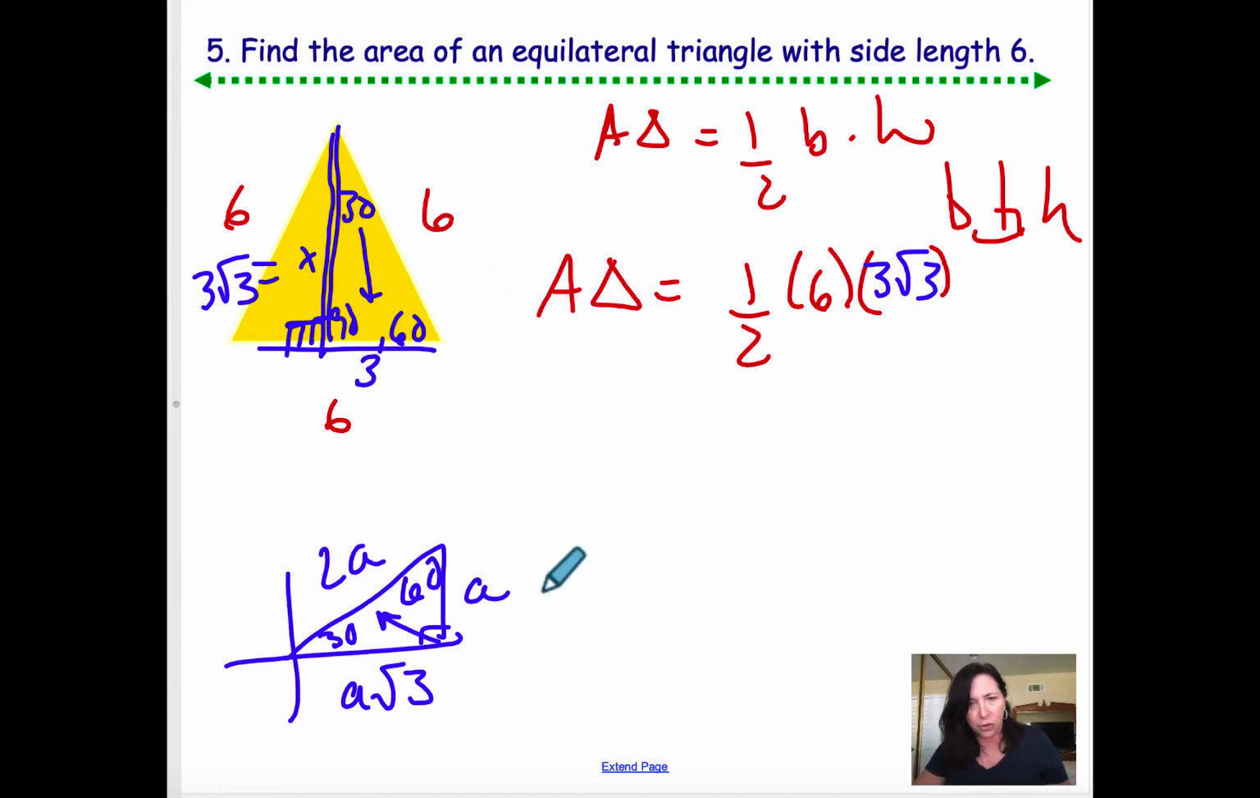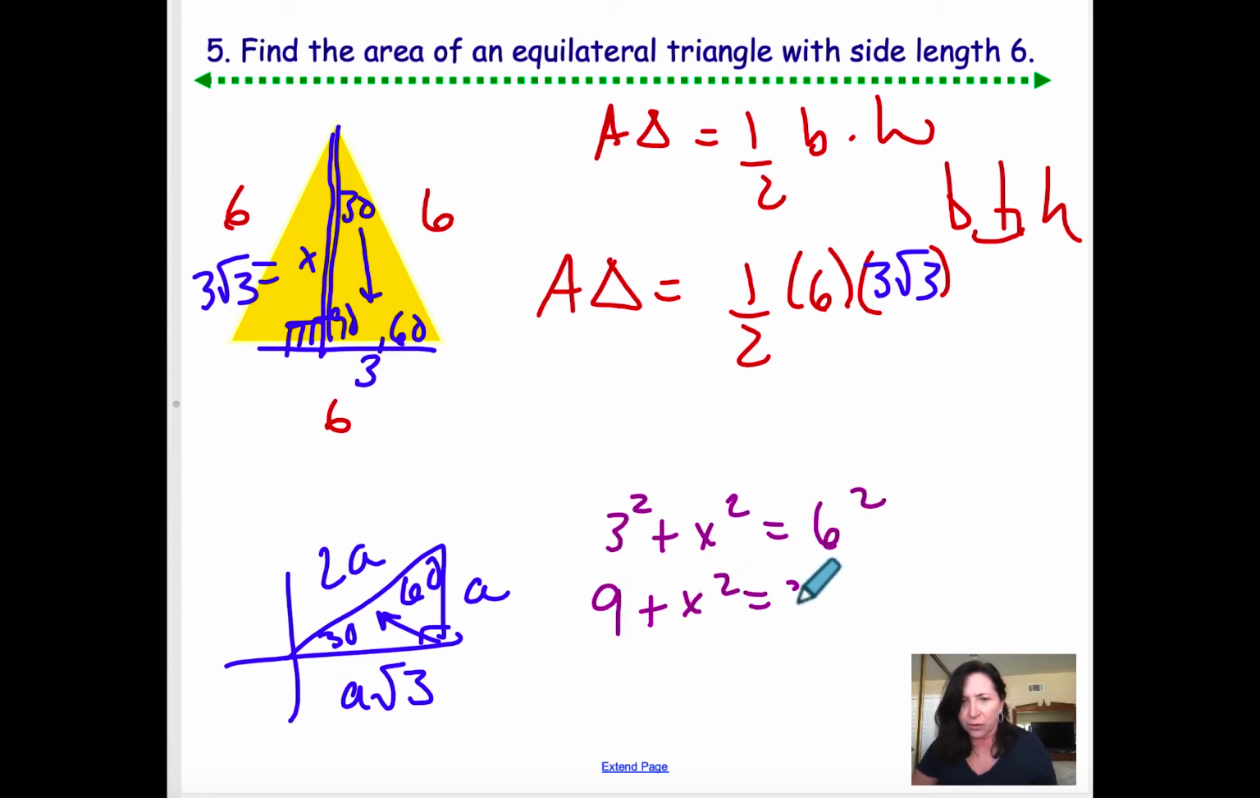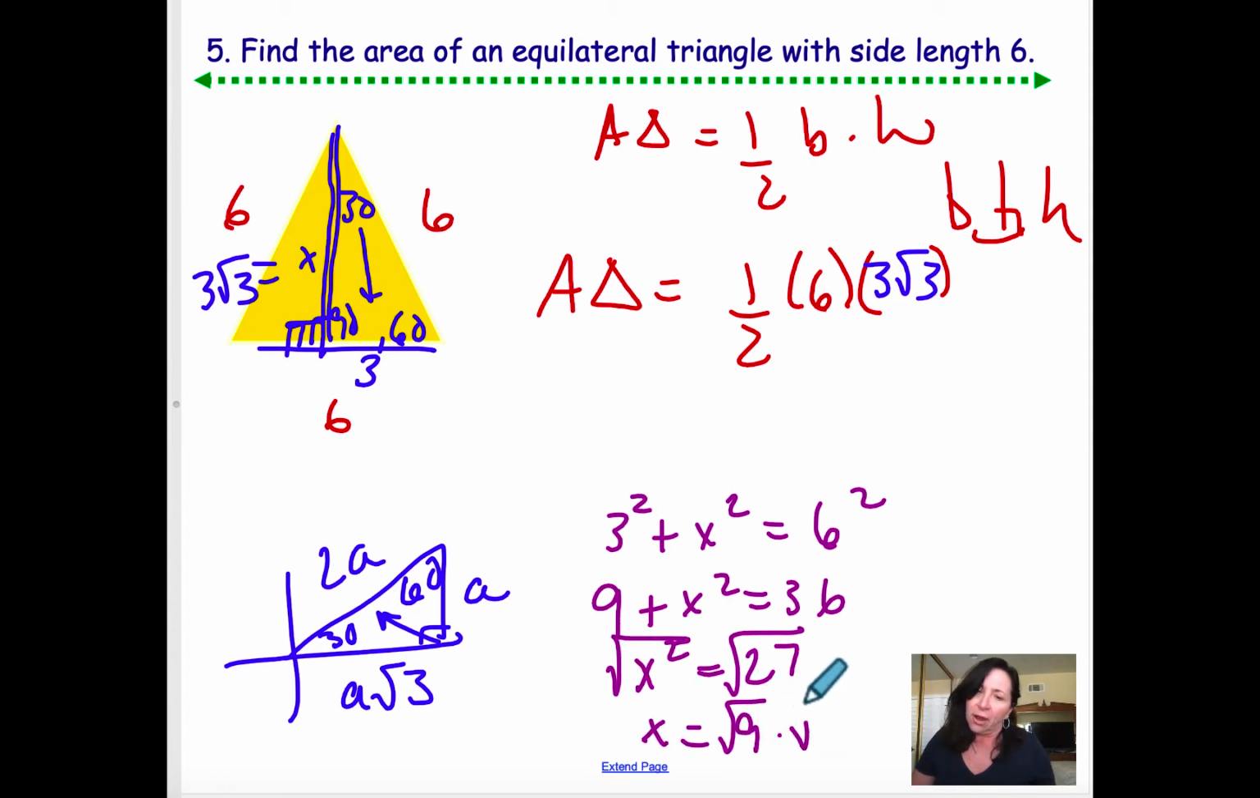I also could use the Pythagorean theorem, option B, and I could say 3 squared plus x squared is equal to 6 squared. 9 plus x squared equals 36. X squared equals, subtract 9, 27. Take the square root of both sides, and I get x equals the square root of 9 times the square root of 3, which is, of course, 3 root 3. So, same thing.